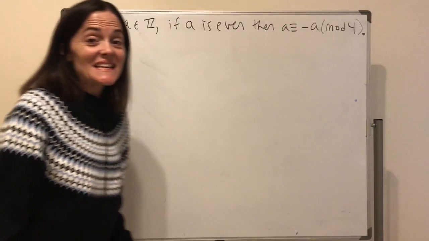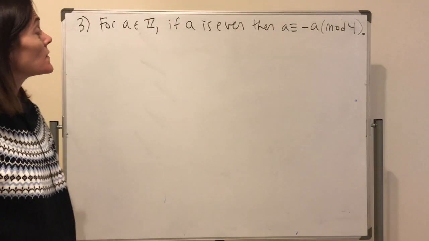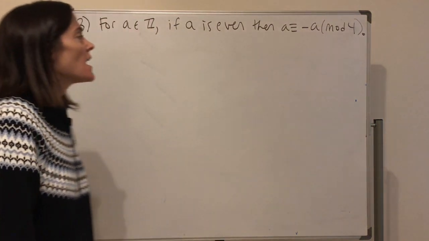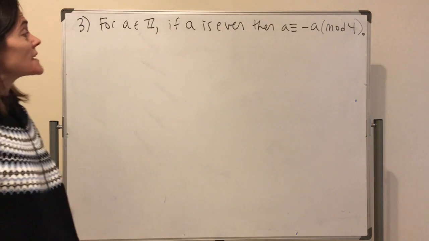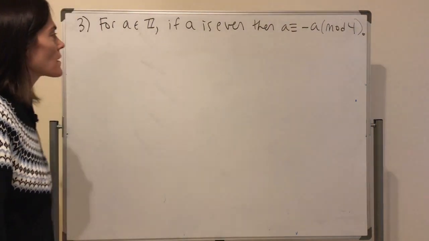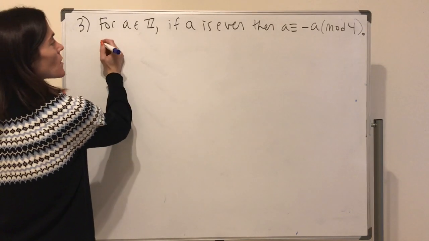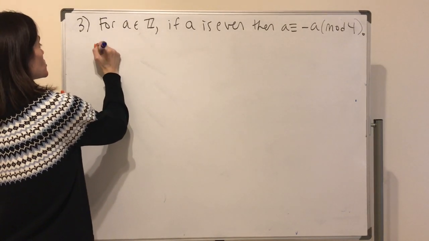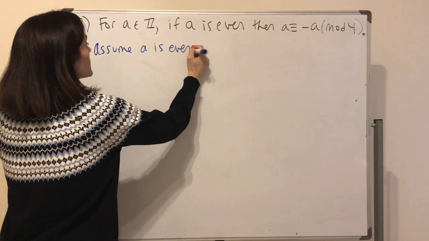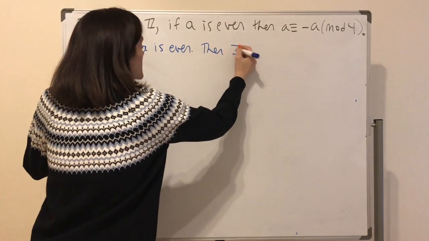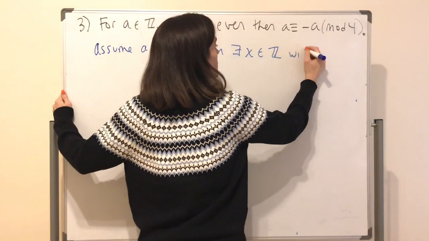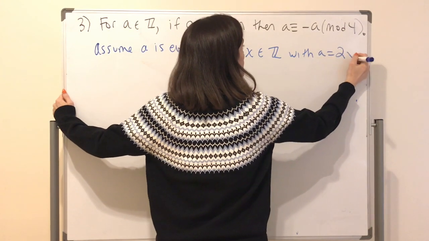Okay, here's the next one. This is again a problem involving congruence mod n. This is congruence mod 4. If A is even, then A is congruent to minus A mod 4. Okay, wonderful. So let's use the definition. So we assume A is even. And then there exists, let's say, x with A equals 2x.